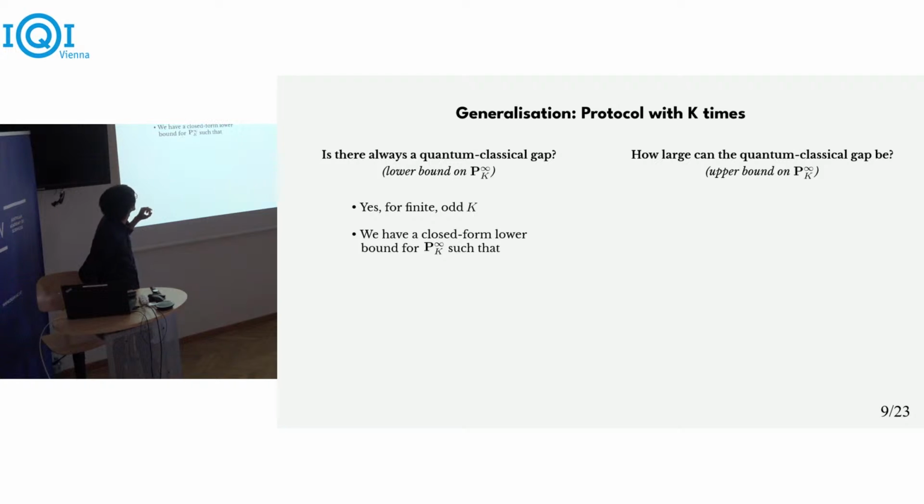And we know this because we have a closed form lower bound for the maximum quantum score that is strictly larger than the classical bound. And so we know for sure that for any finite value of k that you give me that is odd, I can beat the classical bound. It doesn't work for even k for symmetry reasons. For even k, it's the same for both the classical and quantum case.